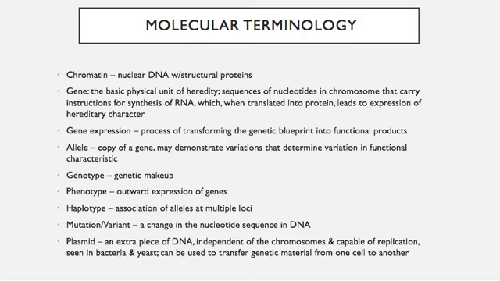Genotype is the genetic makeup. Phenotype is the outward expression of genes. So it's how the genotype expresses outwardly. A haplotype is an association of alleles at multiple loci. Mutation or variant is a change in the nucleotide sequence in DNA. Plasmid is an extra piece of DNA independent of the chromosomes and capable of replication. It's seen in bacteria and yeast and can be used to transfer genetic material from one cell to another.